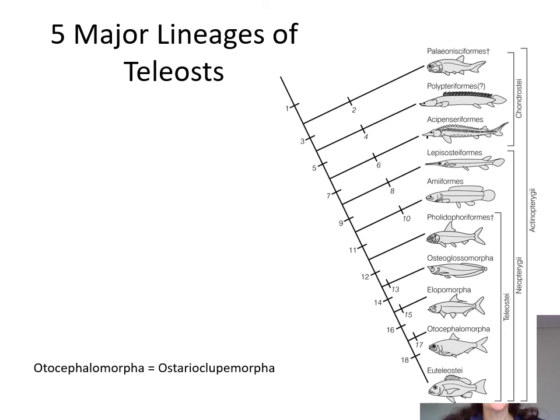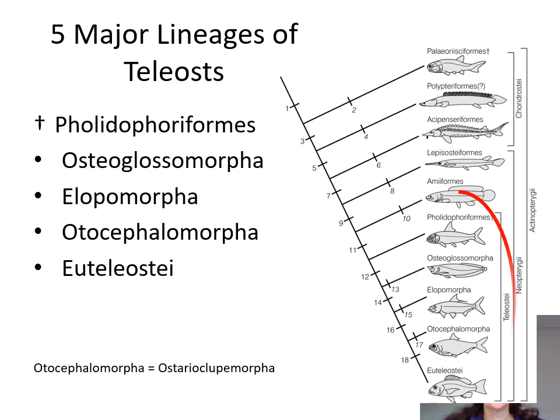So today we started looking at our major lineages of teleosts. We have our 5 major groups here, and we looked briefly at the extinct Pholidophoriformes. We talked a bit about the Osteoglossomorpha, the Elopomorpha, and the Otocephala, though we called them the Asterioclupeomorphas. And we got an idea of some of the diversity that we have there. We started to see some of the structures change. Maybe we know a few examples now, so we're getting a little more familiar with the major groups.